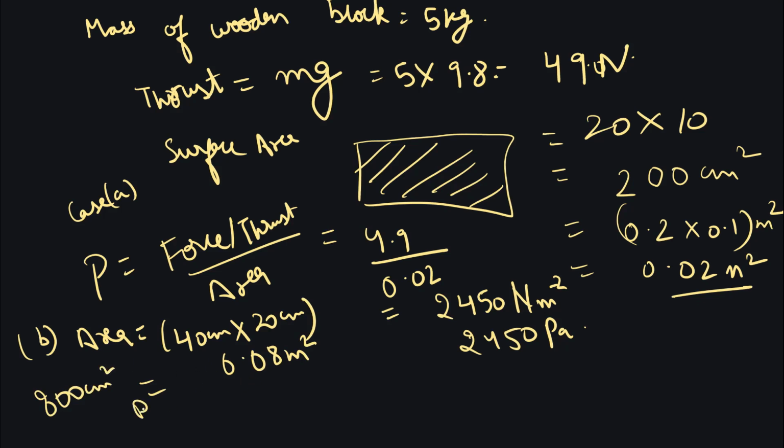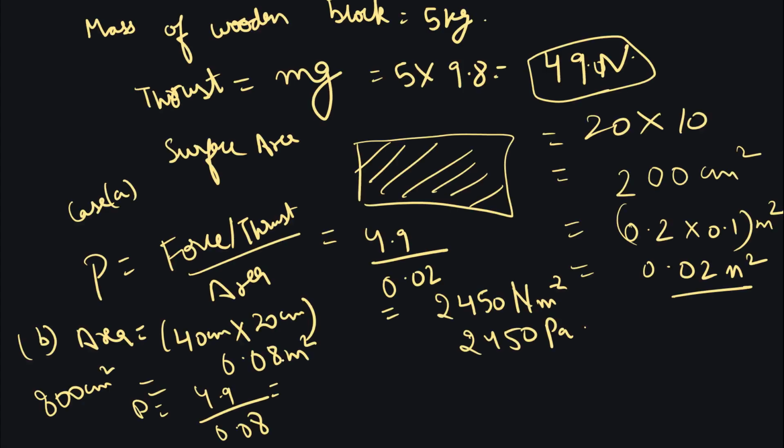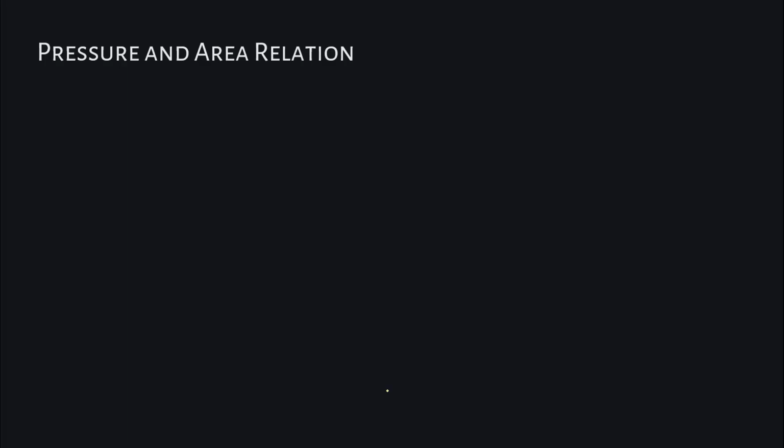Again, we will calculate pressure. Pressure is nothing but force or thrust upon area. How much force do we have? Again, the force is 4.9 newtons. 4.9 upon 0.08. Which comes out to be how much? Just calculate this. It comes out to be 612.5. One second. Yeah. So, it comes out to be 612.5 Newton per meter square. Another unit for pressure, pascals. So, 612.5 pascals. Okay. I hope this is clear.